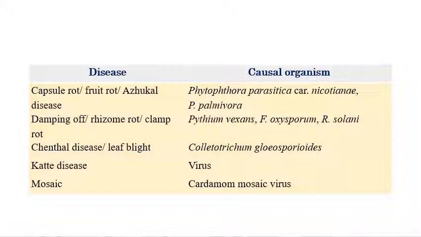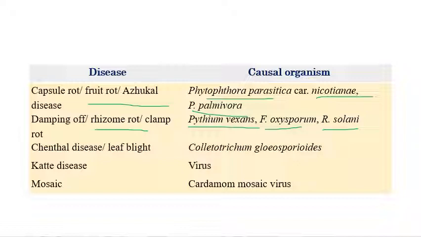So these are all the list of important diseases in cardamom. The first one is capsule rot or fruit rot or Azhukal disease, which is caused by Phytophthora parasitica var. nicotianae or Phytophthora palmivora. Then the second one is damping off or rhizome rot or clump rot, which is caused by Pythium vexans or Fusarium oxysporum or Rhizoctonia solani. Then Chenthal disease or leaf blight, which is caused by Colletotrichum gloeosporioides, and Kokke kandu disease of cardamom, which is a viral disease. And the last one is mosaic disease, which is caused by cardamom mosaic virus.